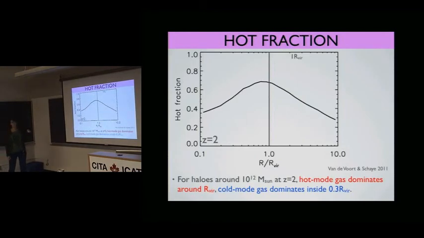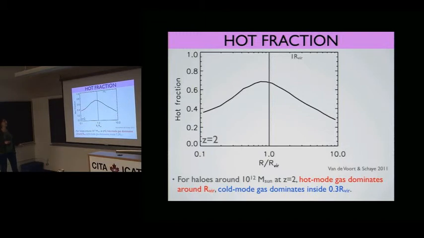If you then take a central galaxy, you can check what the properties are of gas at a certain distance away from it. So I've just taken shells around a central galaxy, and now I'm showing you the fraction of gas that is in the hot mode, and the virial radius is here in the middle. This is for 10 to the 12 solar mass halos, and this is where the hot mode is dominant, whereas close to the galaxy, at 10% of the virial radius, less than 40% is hot mode, so this is dominated by cold mode gas.